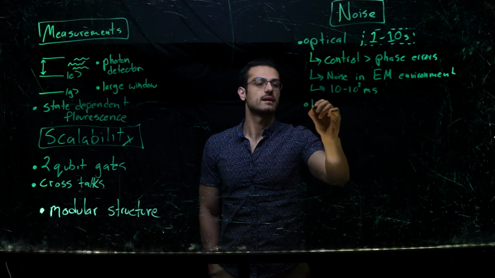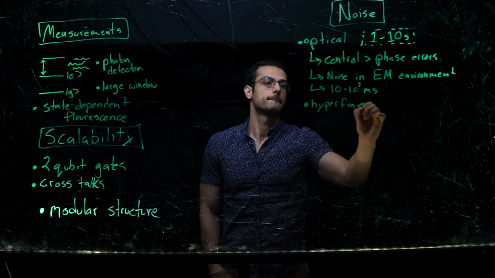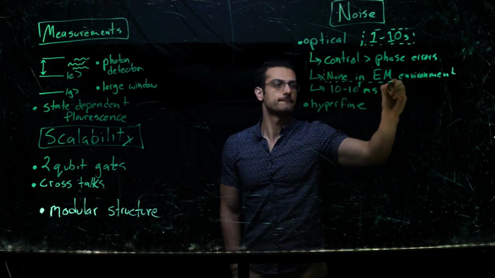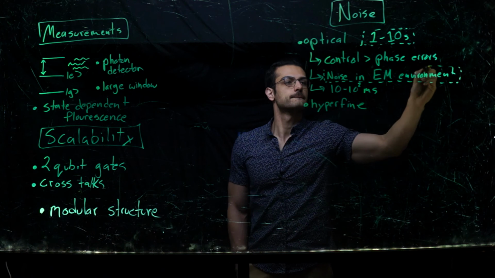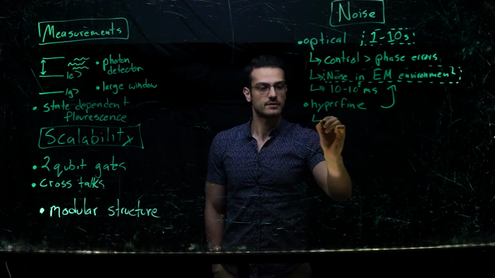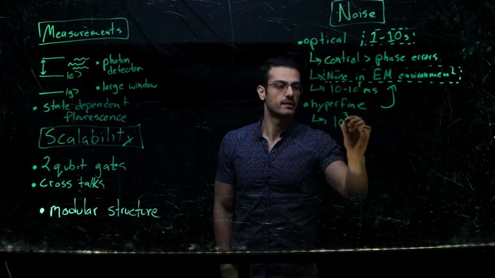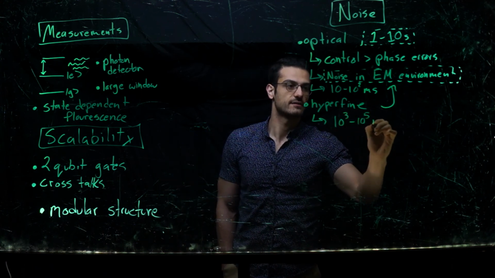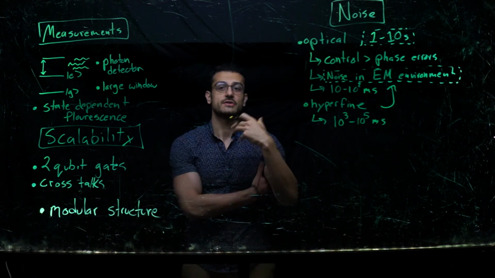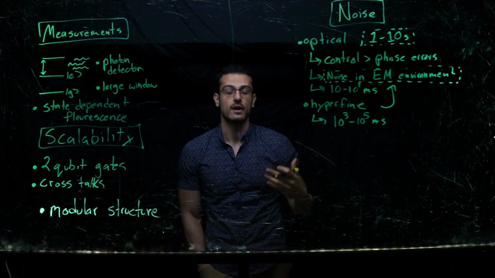Hyperfine qubits can do a bit better here. They only deal with this second issue. And so because of that, their coherence time is more in the 10^3 to 10^5 millisecond range. Now we also have another quantum mode that we use, and that's the motional state, the phonon mode.